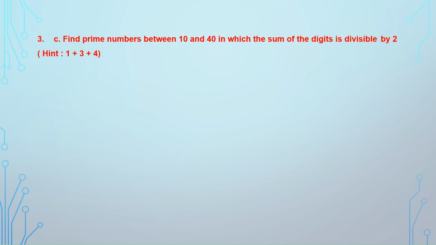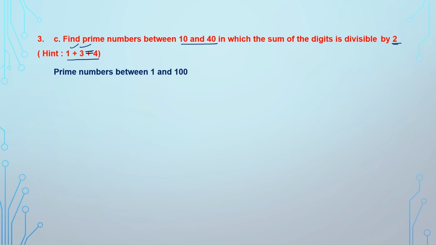Question C. Find prime numbers between 10 and 40 in which the sum of the digits is divisible by 2. That means we should have 1 plus 3 is equal to 4. That is, you have two prime numbers. When you add it up, your answer is 4. So we need to find prime numbers between 10 and 40.